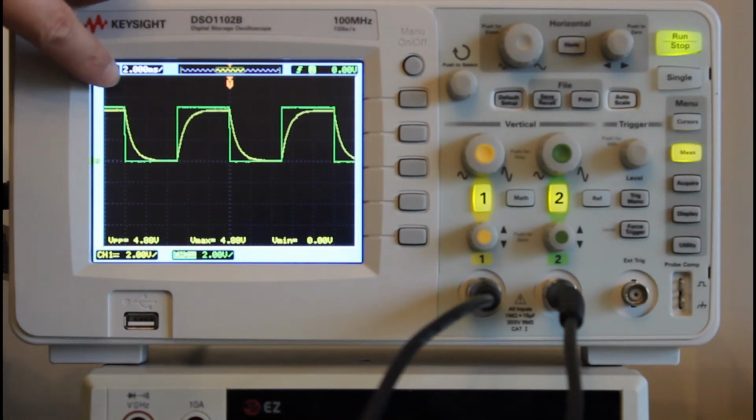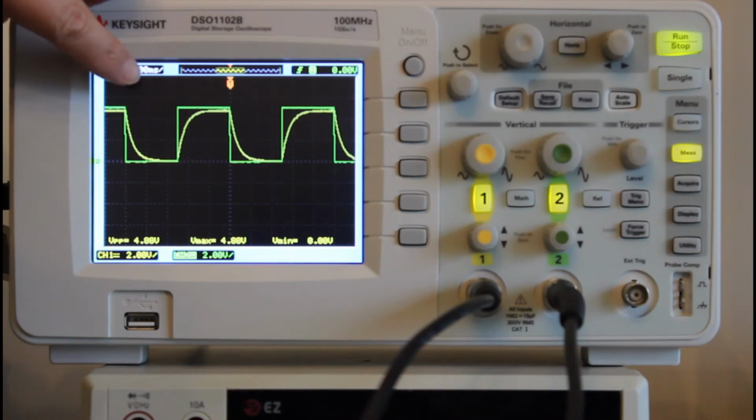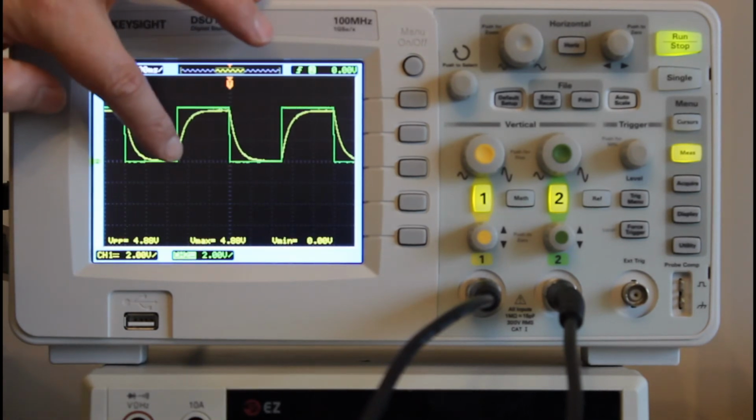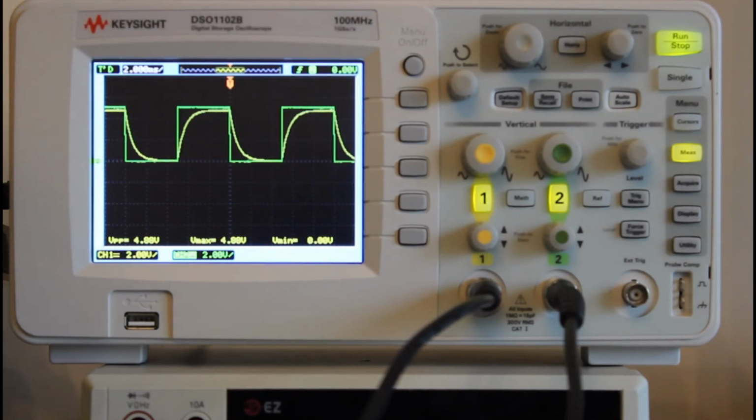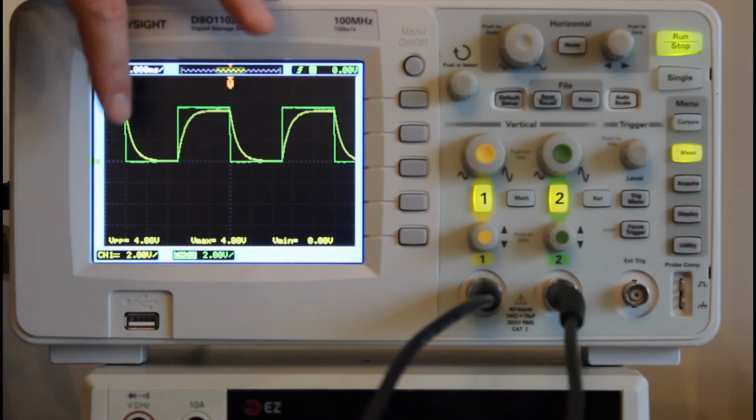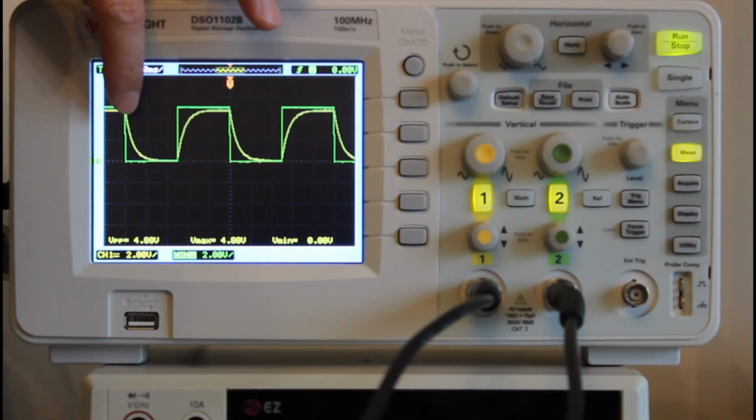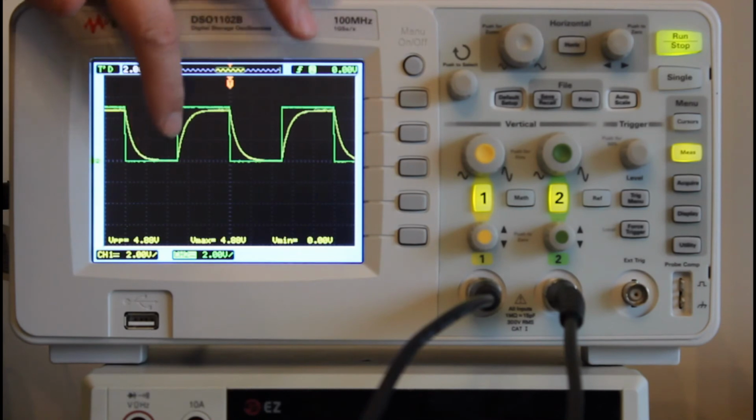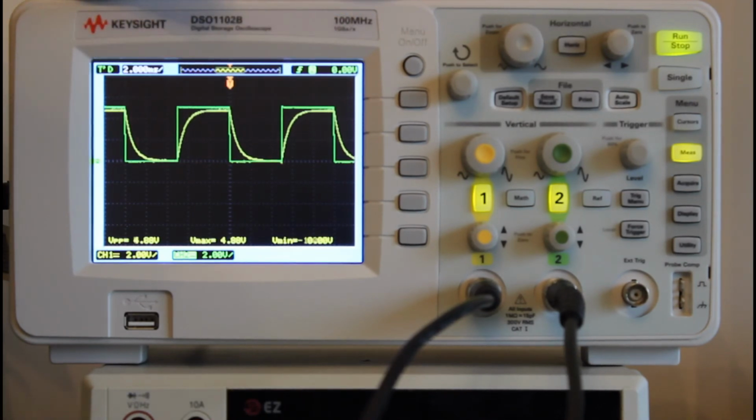You see each division is 2 milliseconds per division. So 1, 2, 3, 4, 5 divisions, so it's 10 milliseconds. It's 100 Hertz, right? The yellow curve is the output of the RC circuit. So it's a standard charging and discharging exponential curve of the capacitor.